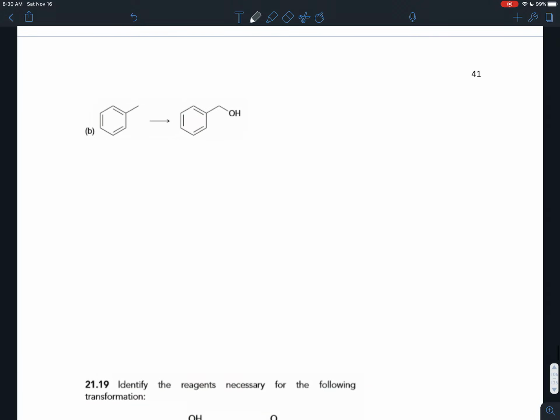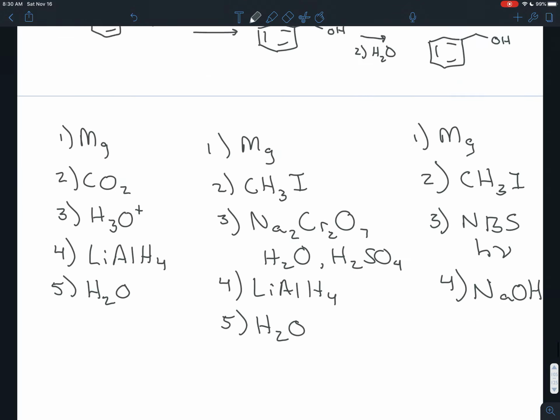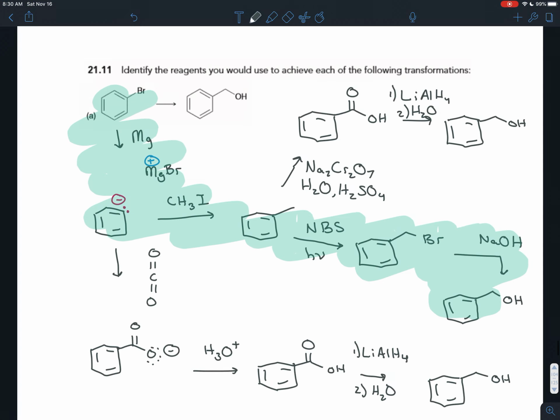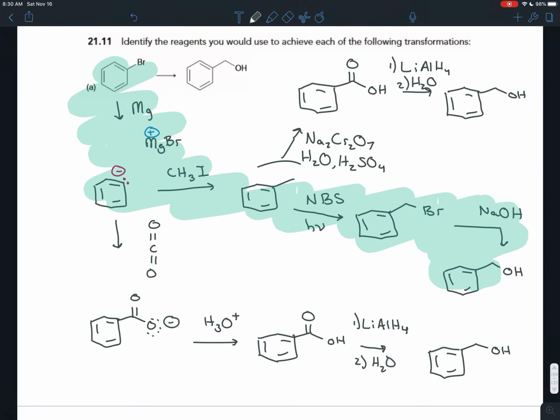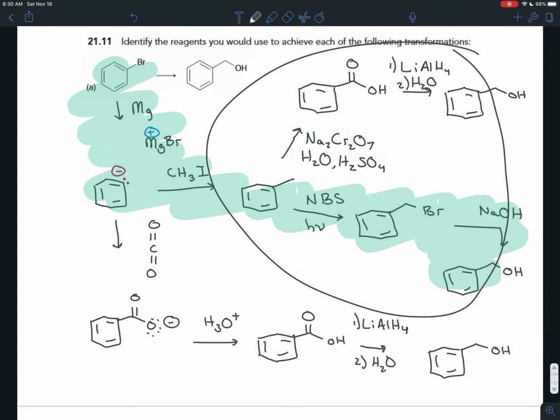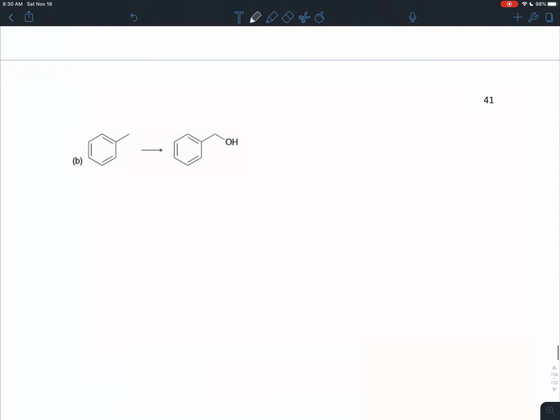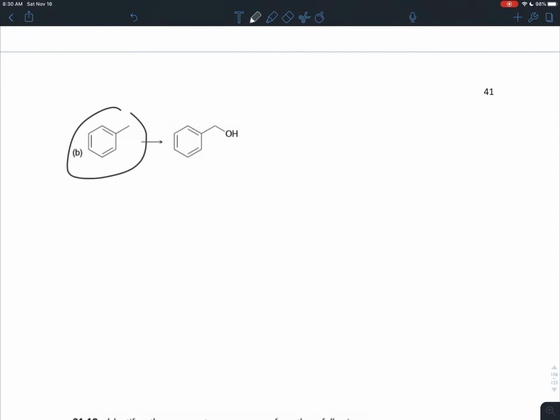Okay, then we have B. Now with B, this is sort of something we already did in this last one. So in this last one, it's the same thing, but now we're starting at the toluene. So we really have these 2 options for B. So it's sort of the same solution. But if we look at it with sort of fresh eyes, you can see you have a toluene here.